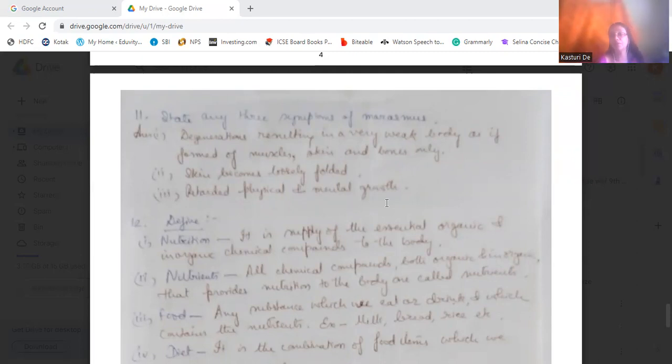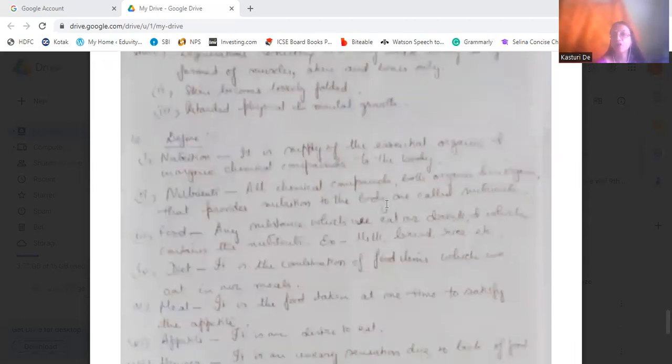So weak the person becomes if the person has the disease marasmus. Then the skin becomes loosely folded, very loose folds of the skin. Then physical and mental growth becomes retarded, very slow physical and mental growth.